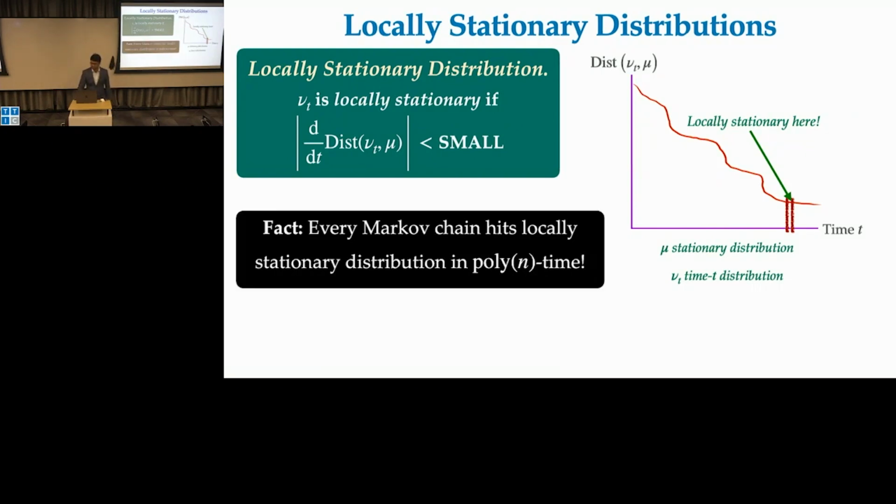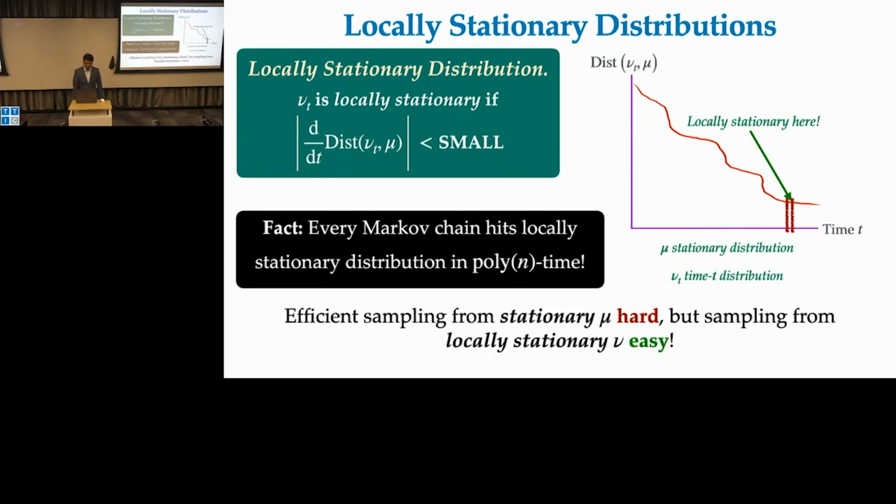The appealing fact about this definition is that every Markov chain can be shown to hit a locally stationary distribution in polynomial n time when the state space is exponential in n. So while sampling from the stationary distribution could be hard, sampling from a locally stationary distribution is always computationally easy. I'll pause to see if people have questions.